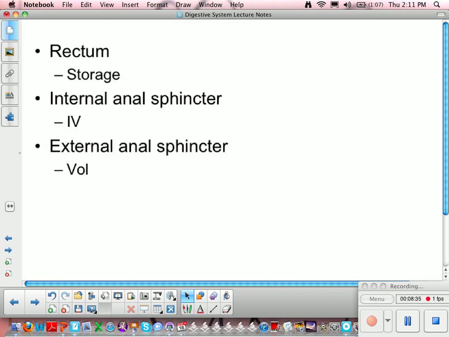So the rectum is just storage there while material is reforming, and then the internal anal sphincter is under involuntary control, because once the rectum is full, it will relax, and then when that happens, it forces the feces a little bit further into the anal canal, where you have the external anal sphincter, or the anus, and that's under voluntary control. At least you hope it is.